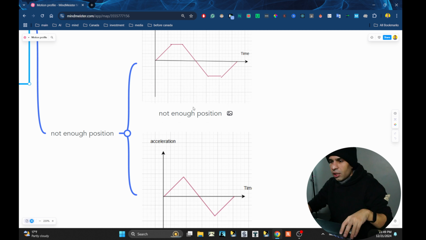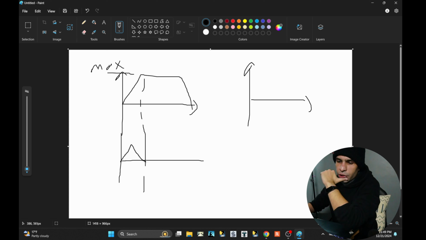Let me draw the thing. Imagine they ask you for a maximum velocity that is this much. If this is your max and it is not enough, what will happen is that when you apply your jerk, let me draw again under this one, I cannot reach constant acceleration. If this velocity were higher, maybe I could reach it. But because the max velocity is too small, I cannot reach it anymore. Same thing with the position as well.